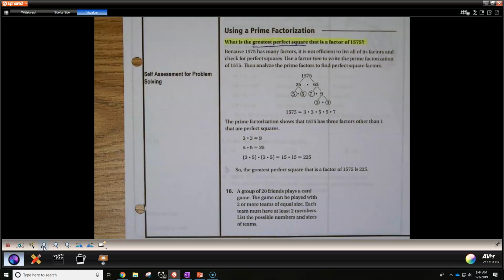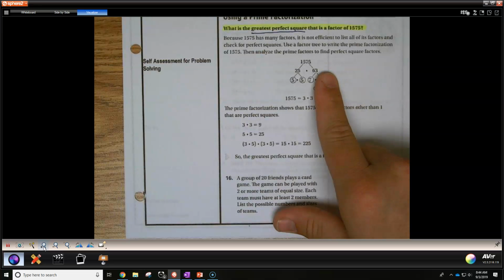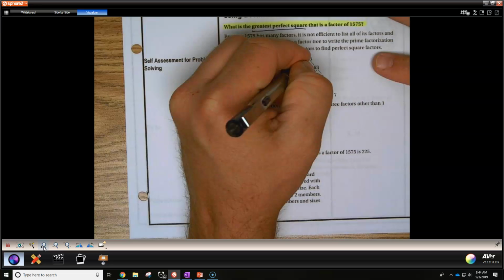1,575? Oh boy. I don't want to list all its factors. So what we do is we use prime factorization. And all you're going to do is look at this one right here. And this is how they did it. They did the work for us.